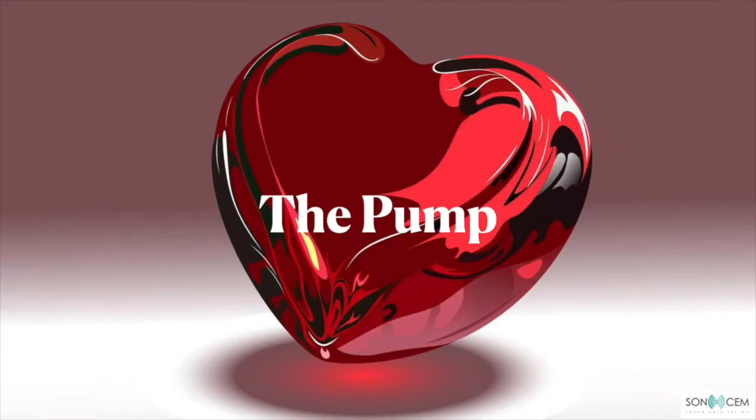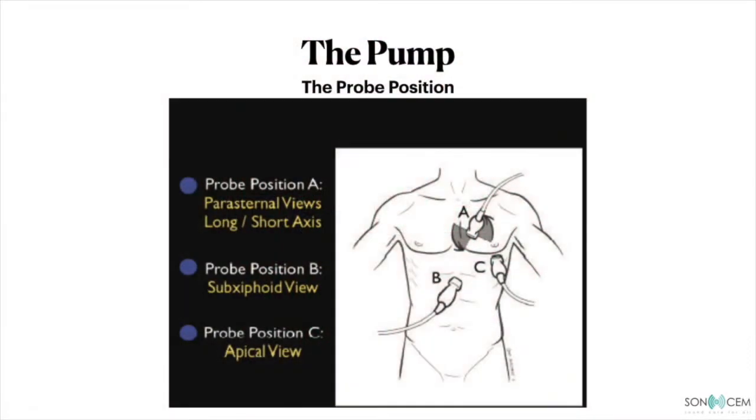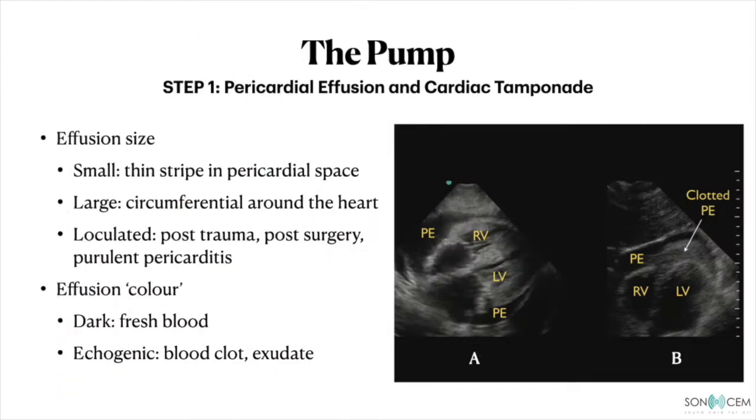So now let us look at the pump, or the heart. First and foremost, to assess the pump, the probe that we use is the cardiac probe. We view the heart at the parasternal long axis and short axis, the apical four chambers, and also the subxiphoid view. So how do we assess the pump?